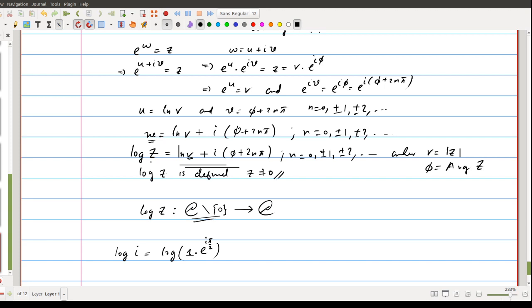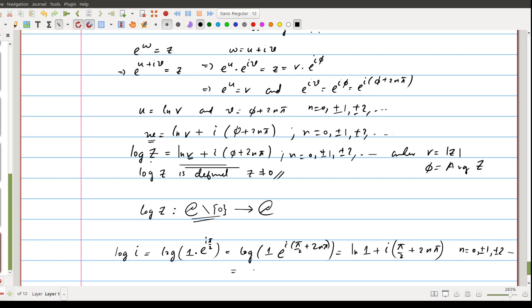Okay, we already discussed how to represent i in modulus-amplitude form. Most generally you can write log z is equal to log i is equal to 1 times e to the power i(pi by 2 plus 2n pi). This is the general form of i. So this can be written as log 1 plus i times (pi by 2 plus 2n pi). So these are the values of log i, where n is equal to 0, plus or minus 1, plus or minus 2, etc.